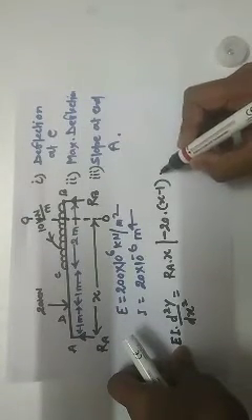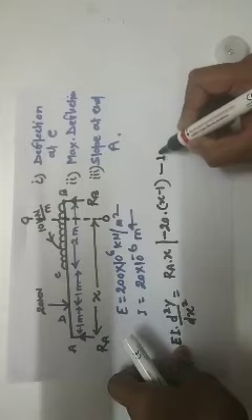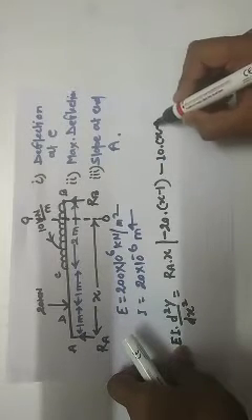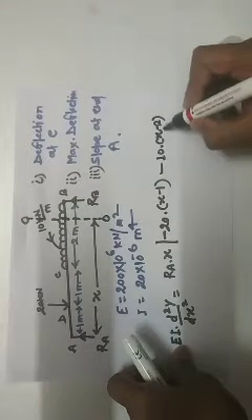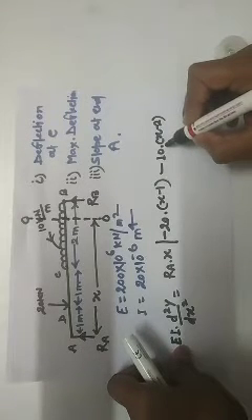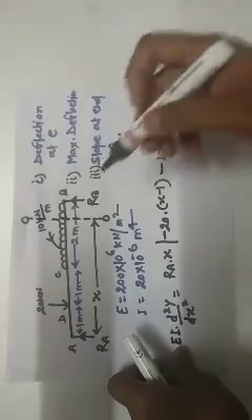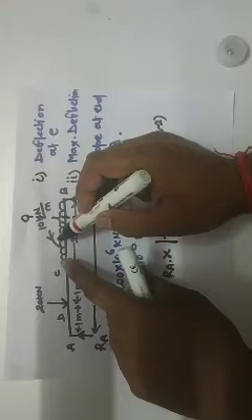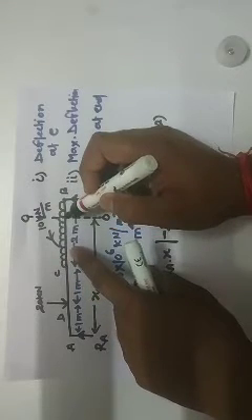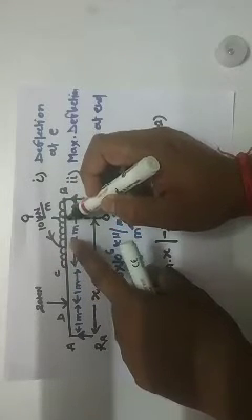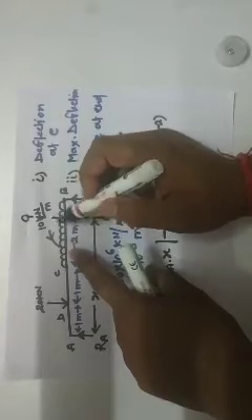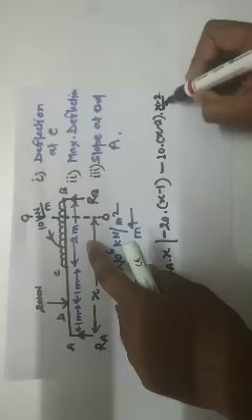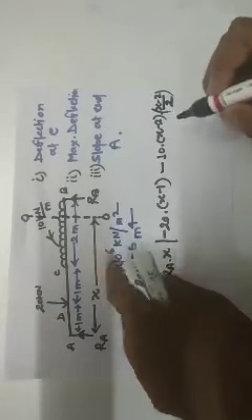So 10 into x minus 2 is the total load. Clear? Now we will take the moment. The 10 into x minus 2 is the total load acting in the downward direction, and we have to take the moment of this downward load about this section. The distance of this load from the section is x minus 2 by 2, so we multiply by x minus 2 by 2 into this equation.